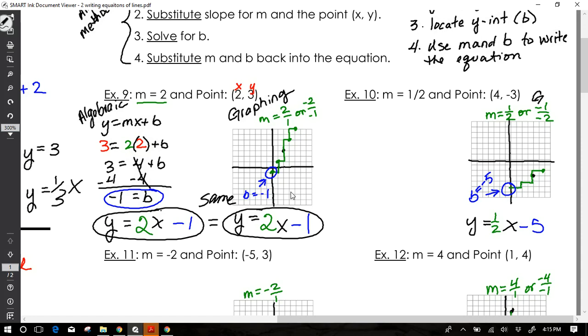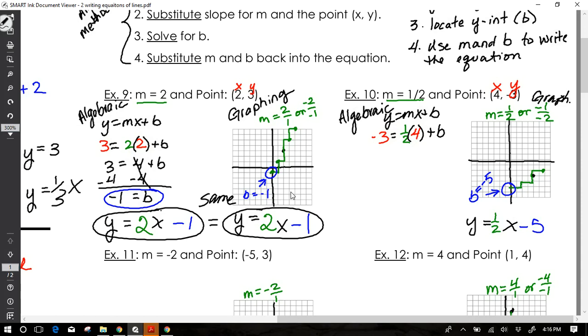So we've already done this one, the graphing method. Let's do it again, the algebraic method. Step number 1 says to write the equation y equals mx plus b. Step number 2 says to plug in the slope and then plug in the information that you get from the ordered pair, which is x is 4 and y is -3. And now I'm going to solve this equation for b.